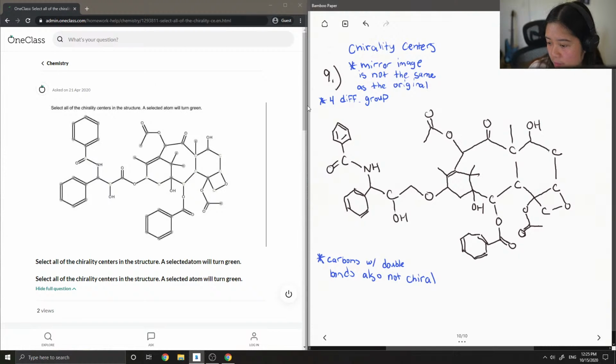So if we look over here, this would be an example of a chiral center. It has 4 different groups and a hydrogen, which is not shown. The same thing goes for this carbon, 4 different groups. Spot one over here. This one has double bonds, and then these ones are the same. So this is also an example of a chiral center. And then the carbon that's connected here is one as well.